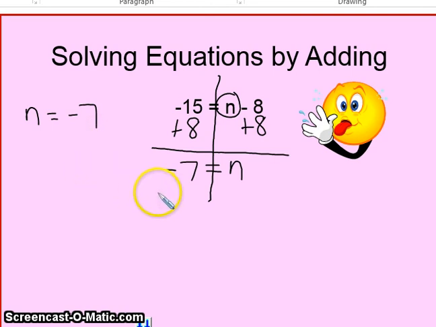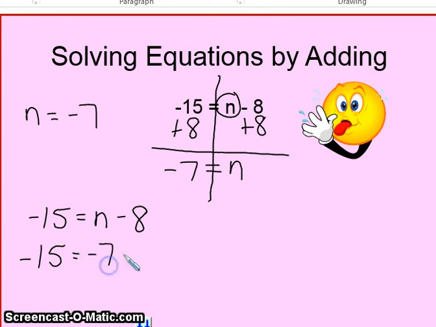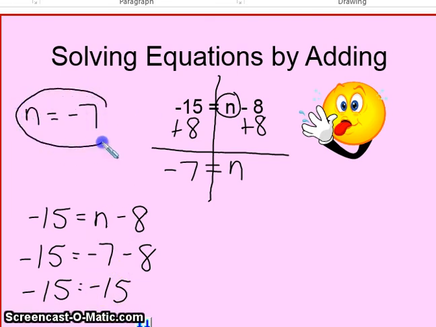Now I can check and make sure it's correct by plugging in that number for n, my original equation. So I've got negative 15 equals n minus 8, that's my original equation, and I want to plug in negative 7 for n. So I have negative 15 equals negative 7 minus 8. Now negative 7 minus 8 is negative 15. So now I have negative 15 equals negative 15. Since that's a true statement, negative 7 for n is the solution.